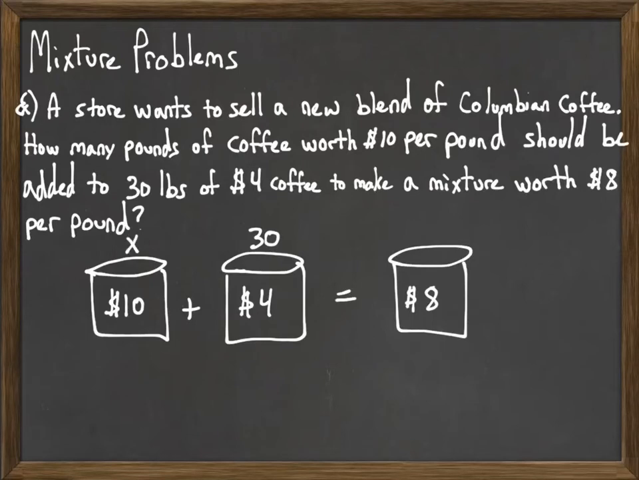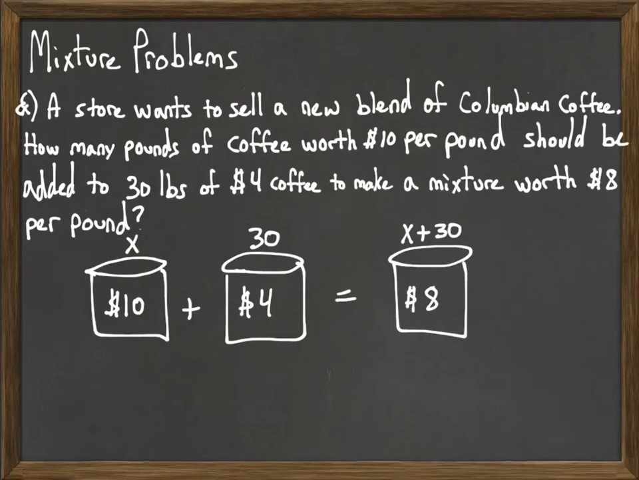I don't know how many pounds of $10 coffee. That's what we're trying to figure out. So we have x pounds of $10 coffee, 30 pounds of $4 coffee. That means altogether we have x plus 30 pounds. We don't know what x is, but whatever it is, if it's 50, then we'll have 80 pounds of coffee. If it's 100, we'll have 130 pounds of coffee. Okay, that's what we're trying to find out.